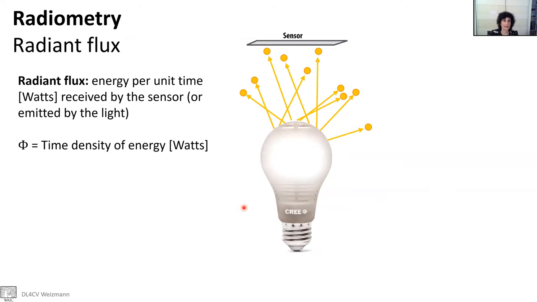So what is radiant flux? Radiant flux is energy per unit time. It's measured in watts, received by the sensor. So I have a lot of light coming here to the sensor, and I would like to know the energy per unit time. This is the time density of the energy. It is measured in watts, denoted by phi. This is the radiant flux.